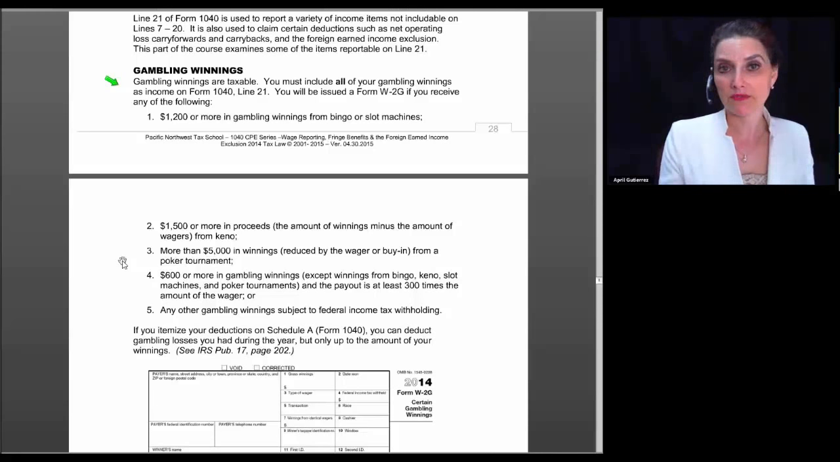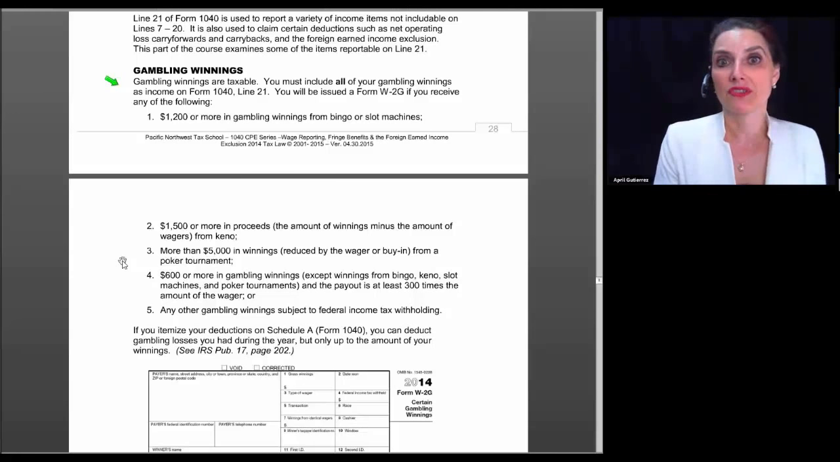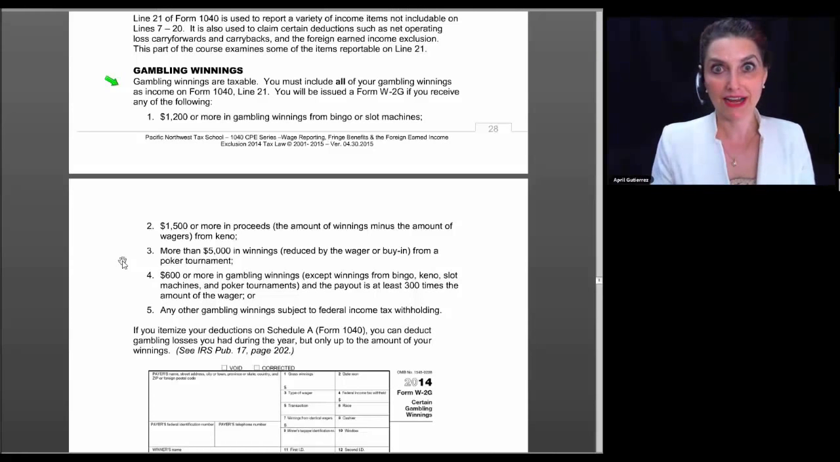So, for example, a few years ago, we had a client come into our office who had won $20,000 playing Keno here in Oregon. And that $20,000 of wins forced 85% of her Social Security benefits to become taxable. And if she hadn't received those $20,000 of wins, then none of her Social Security benefits would have been taxable. And then when we went over to Schedule A, we were able to offset all $20,000 of gambling winnings with $20,000 of gambling losses. She had kind of a habit there.